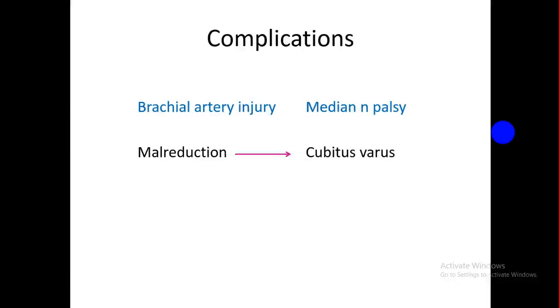What are the complications of these fractures? Brachial artery injury, median nerve palsy, malreduction leading to cubitus varus, necessitating later on corrective osteotomy, heterotopic ossification, seen a lot in our country.